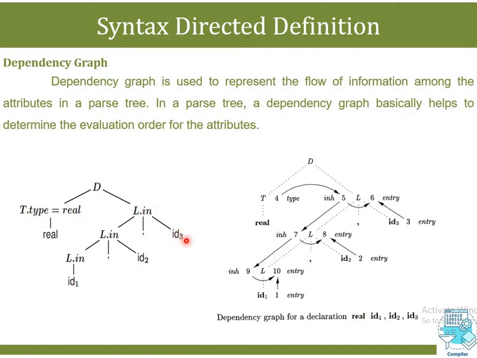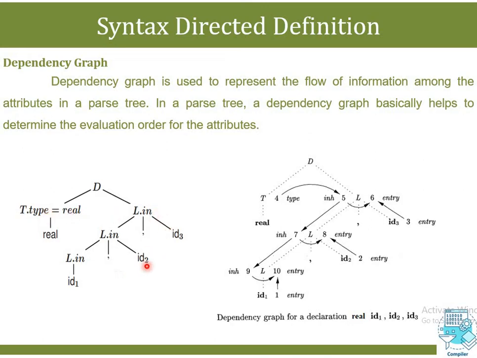Here also you have ID3, so you can place an edge between 3 and 6, because you can get the value from the lexical analyzer. So from 3 to 6 you place an edge. Now, can we process this L dot in? No. This L dot in needs a value from its sibling node.